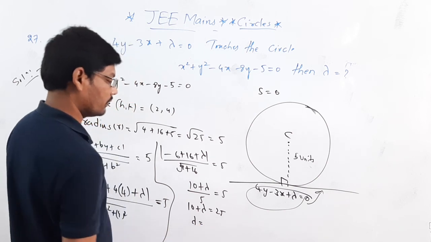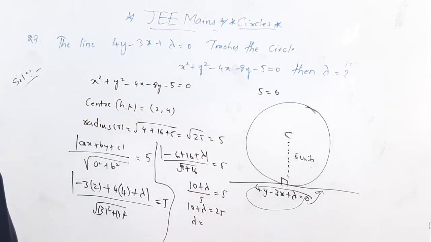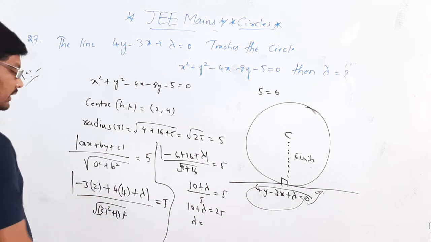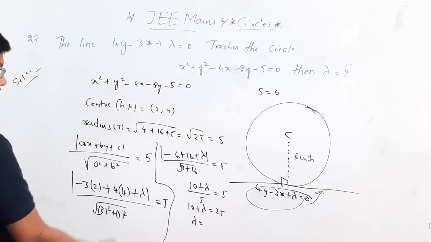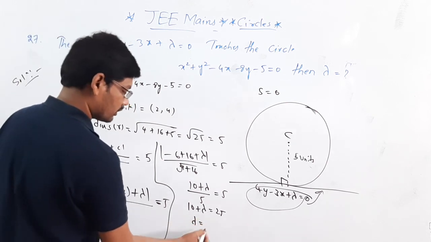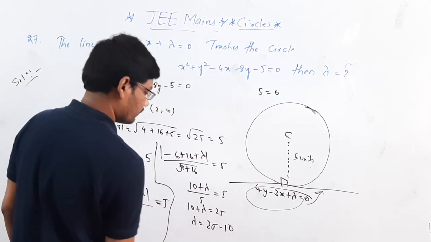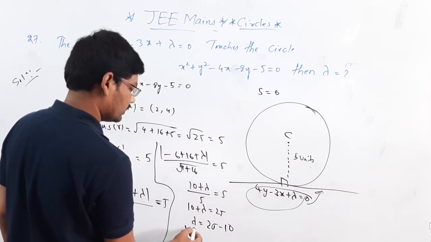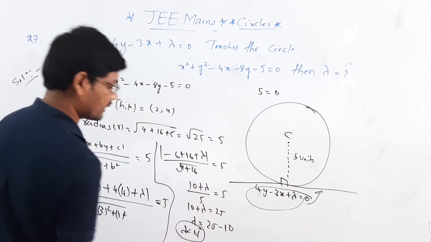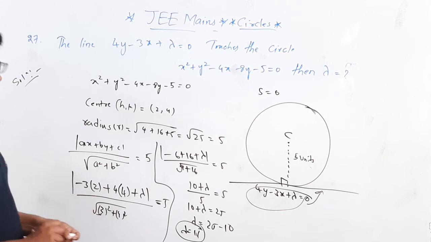Lambda is equal to, if we check the right hand side, this is minus 6, 16, plus 10 plus lambda. So lambda is equal to 25 minus 10, so lambda is equal to 15. This is the answer for lambda.